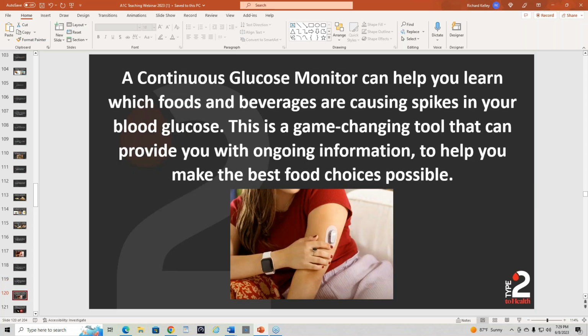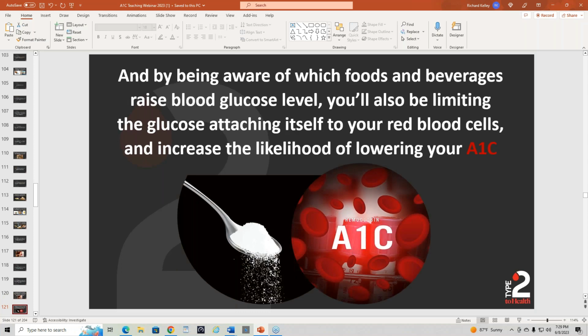And so a continuous glucose monitor can help you learn which foods and drinks are causing spikes in your blood glucose. This is a game-changing tool that can provide you with ongoing information to help you make the best food choices possible. And so by being aware of which foods and drinks are raising your blood glucose level, you're going to be limiting the glucose concentration available to attach itself to your red blood cells and increase the likelihood of lowering your A1C, because you know which foods you need to avoid, and you know which ones are going to raise your blood glucose and which ones are not.